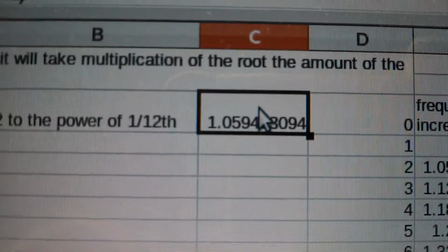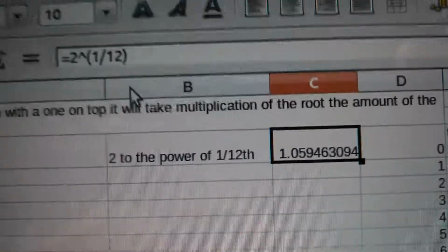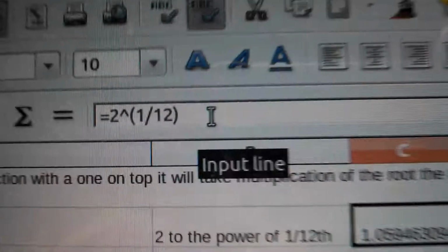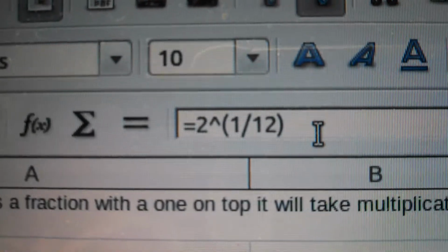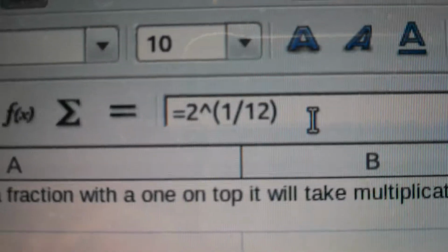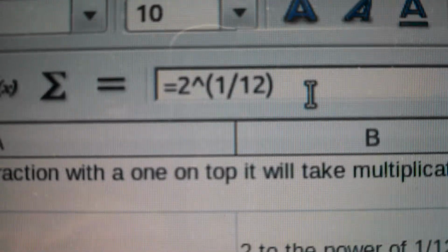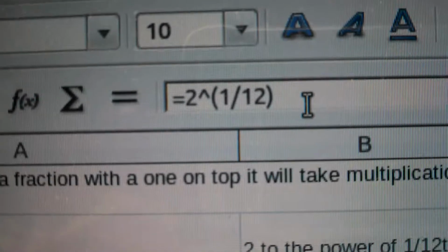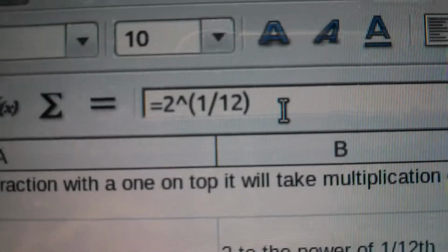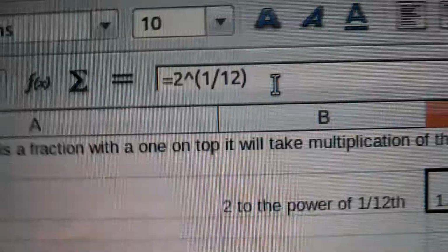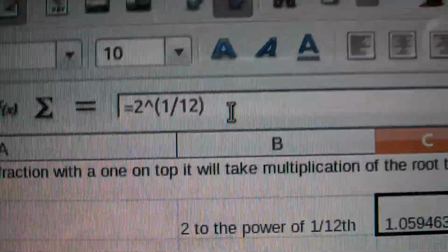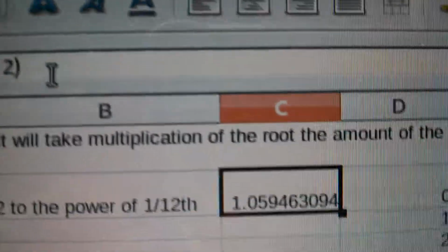So I've got it right here. And if I go up, that's what the formula looks like. You start with the equal sign. You go 2 with that caret. That's the shift. You put the shift key in the 6. You get that caret symbol, which is the power, 2 to the power of. Then I put the fraction 1/12 in parentheses. And that number, 1.059, is what results from this formula.